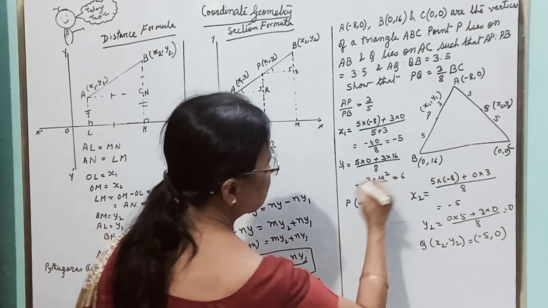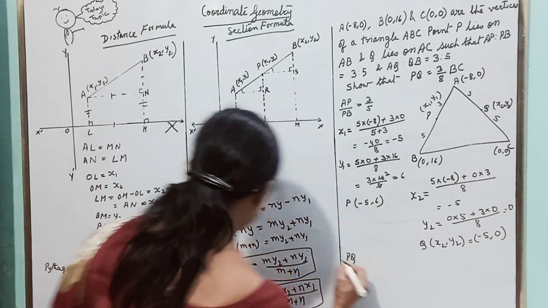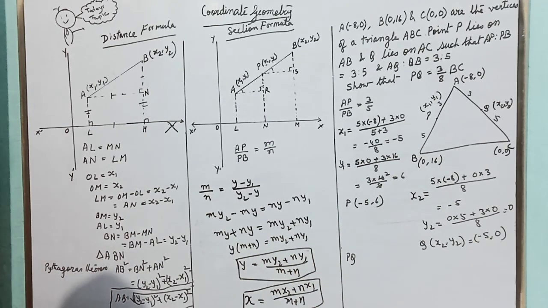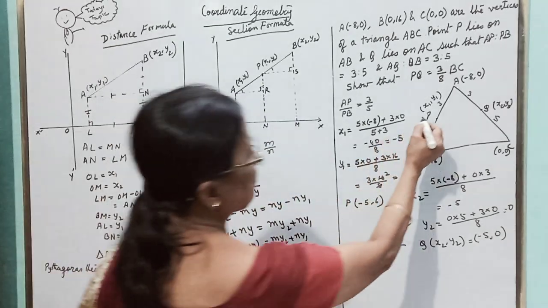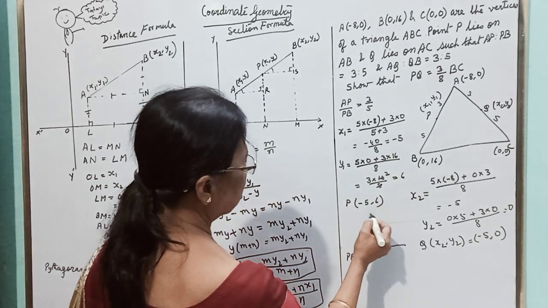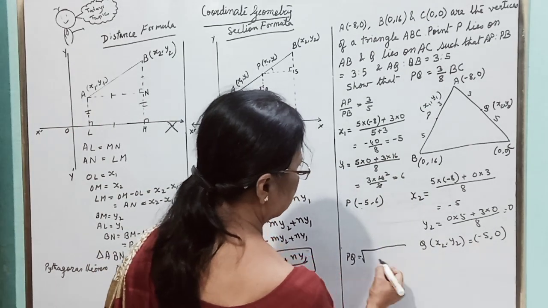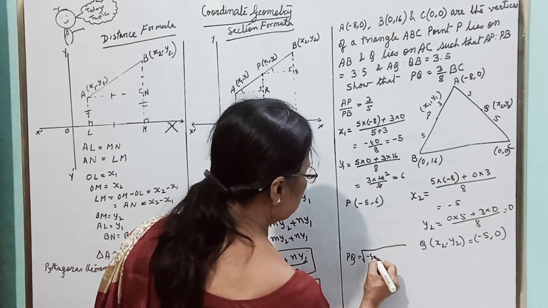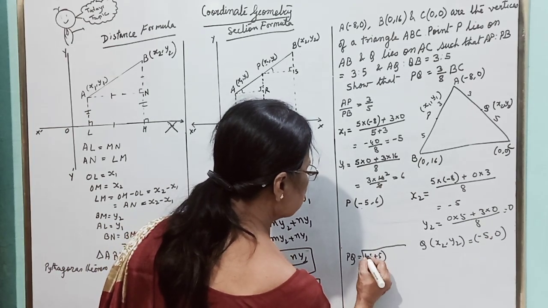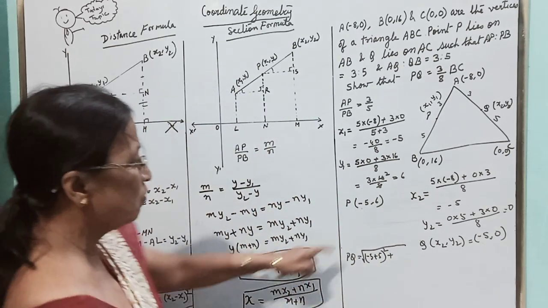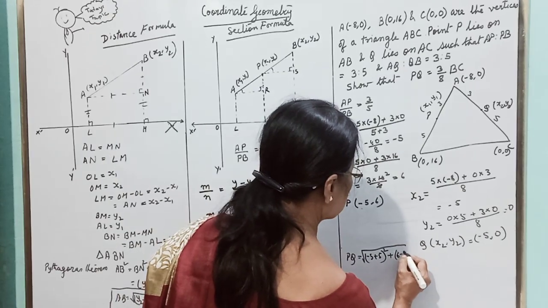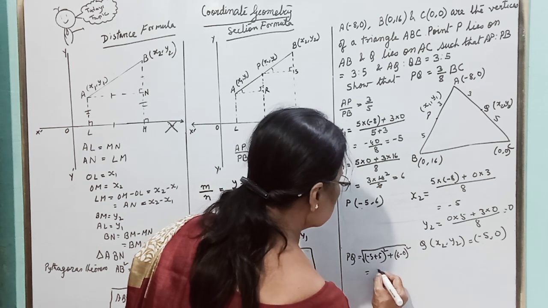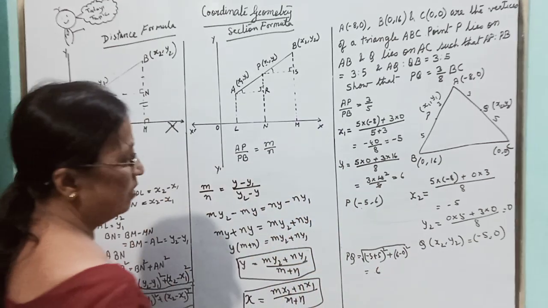Now what is the distance PQ? Now I will use this formula. PQ is equal to under root of (y2 minus y1) whole square plus (x2 minus x1) whole square. So PQ is equal to under root, I can take x1: I have minus 5 minus minus 5, that is minus 5 plus 5, whole square, which is 0, plus 6 minus 0. So this is 6. PQ is equal to 6.